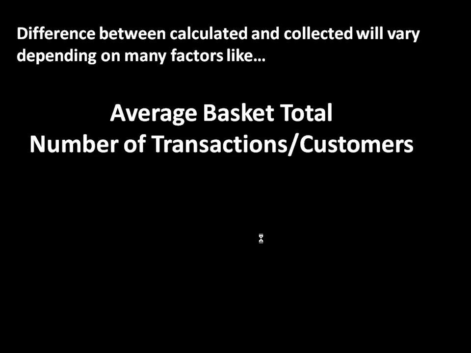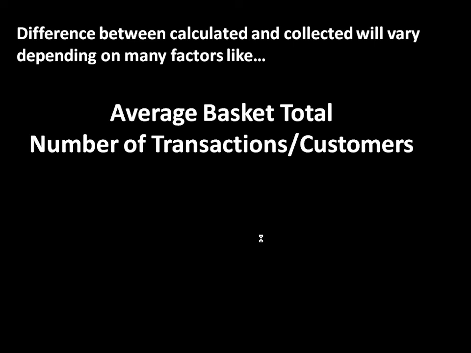Now, the difference between calculated and collected will vary based on many different factors. A couple of the big ones are, one, your average basket total. If you have smaller basket totals, you're going to be sitting down there in the smaller taxes collected, and you could be ending up with more halvesies laying around out there. The other is the number of transactions. These little bits and pieces add up. So hopefully you have a lot of customers and transactions, which means these little bits and pieces will add up.